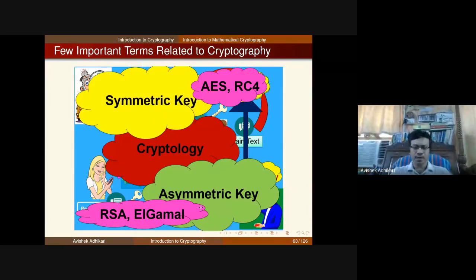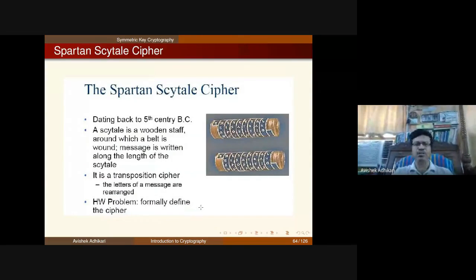Okay, so now let me give some examples. Mostly they are historical examples of symmetric key cryptography. This one was actually used around the 5th century BC, so before Christ. It is known from the Spartans. You know that Spartans were very fond of wars, so they used to send messages using this Spartan Scytale cipher.